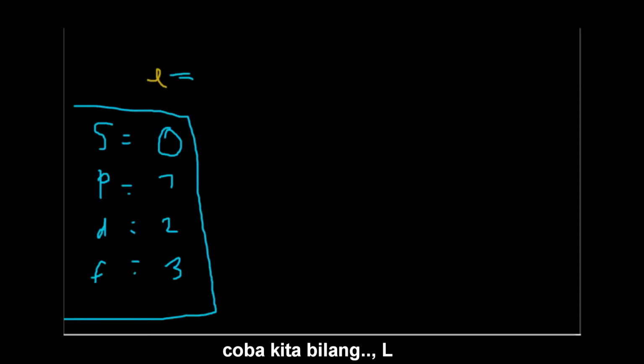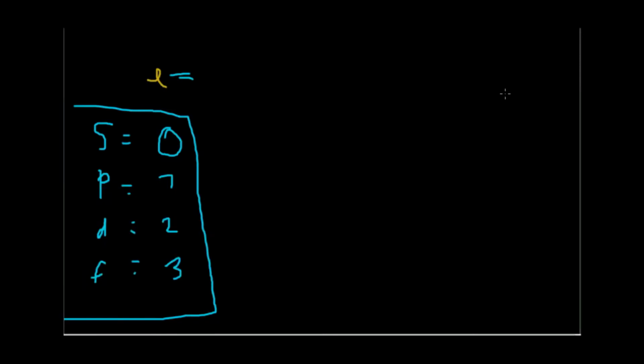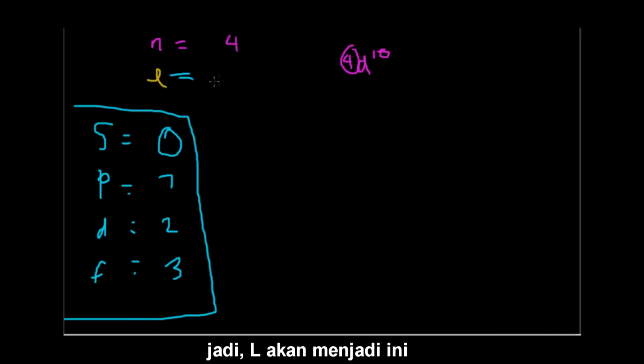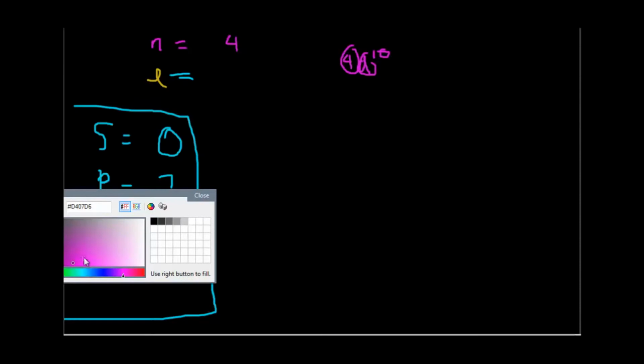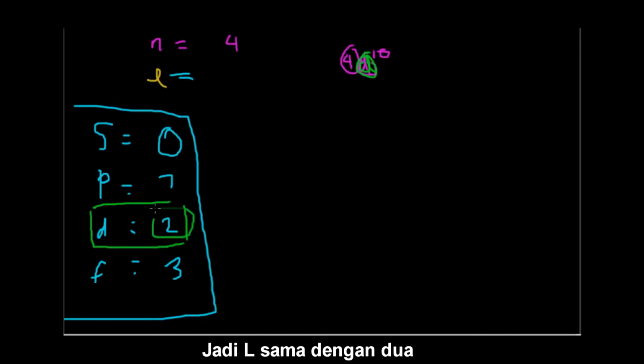Now let's think of an example to do. Let's say 4d10. Right, so we need to find the L and the N. The N would be 4. The L would be this one. Sorry, we'll change that to another color. The L would be D. That would be D. And here in the D, you get 2. So L would be 2.